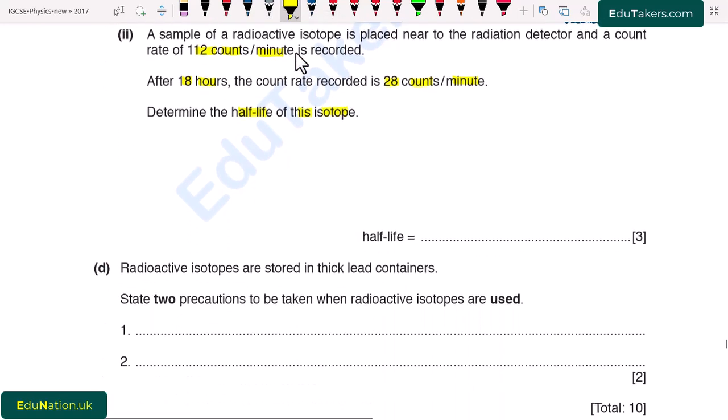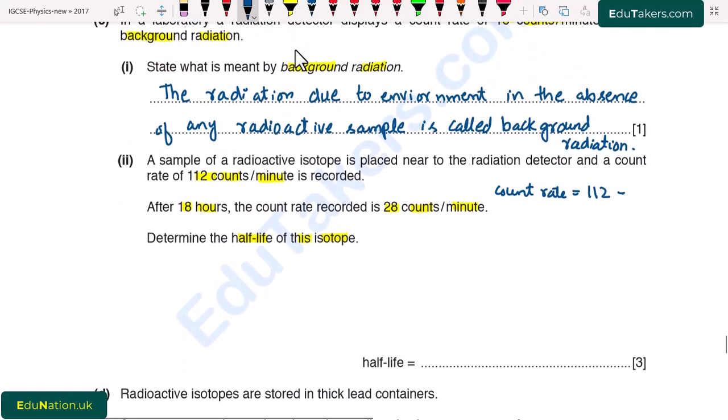So first of all, I write here: count rate will be equal to the count rate when we place the radioactive sample, 112 counts per minute, minus the background count rate, that is 16. The count rate comes to be 96. Next, time is given, that is 18 hours.